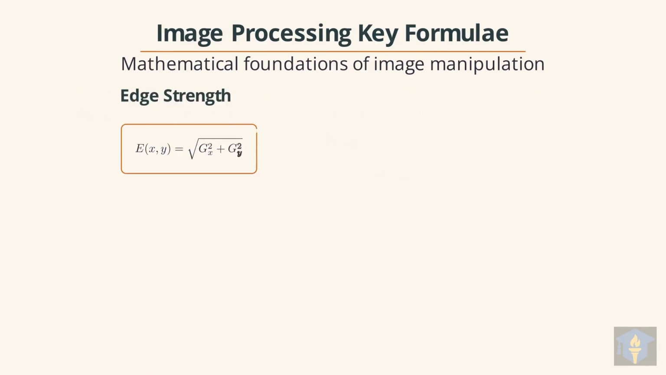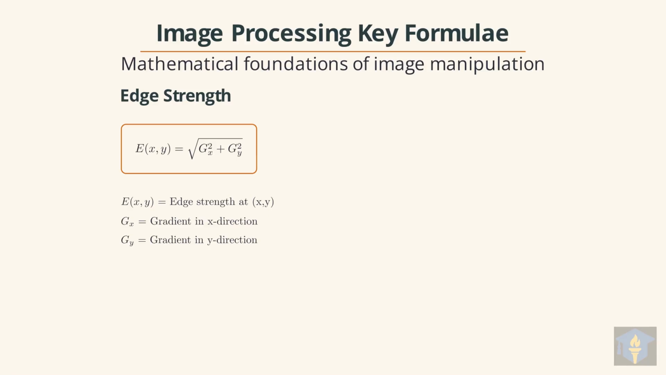Finally, let's look at edge strength, a metric to quantify the presence of edges. The edge strength E of x, y is the square root of g sub x squared plus g sub y squared. E of x, y denotes the calculated edge strength at a particular pixel location x, y.